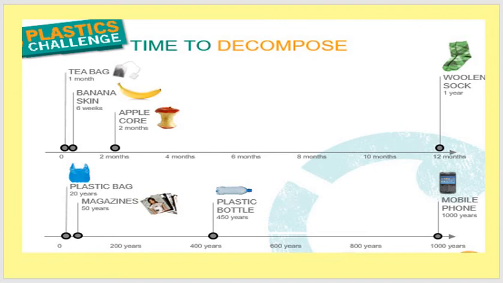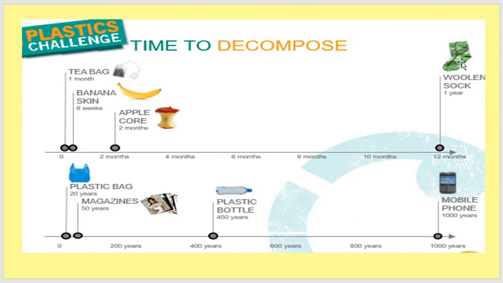Okay, basic tea bag, 1 month. Banana skin, 6 weeks. Apple core, 2 months, around about 8 or 9 weeks. These are all things you might have put in the composter modules we made a few weeks ago. And if you did and you've still got those on the go, you should be starting to see some decomposition occurring now. Woolen socks, 1 year.